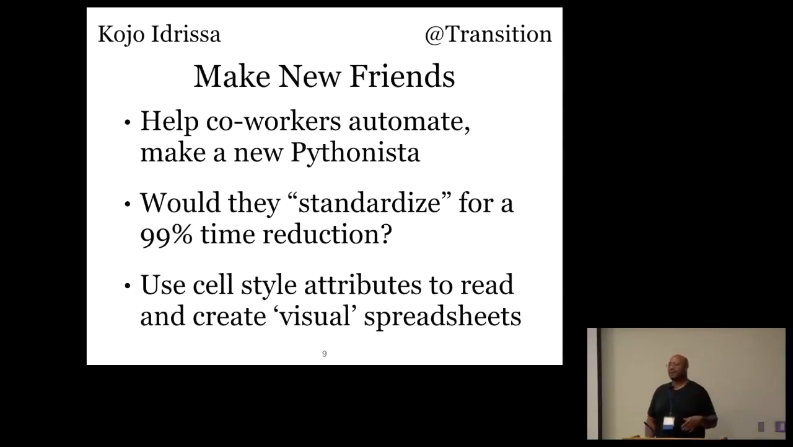And so if you're having to do that kind of thing every week or every day or every month with 100 files like that, or 1,000 files like that, then this code becomes more useful. So if you can show people this sort of thing, you can make new friends, maybe make a new Pythonista. Again, would they be willing to standardize their spreadsheet in a certain way that would work better with code if you get a 99% time reduction? That's literally what I did the math. It was from 240 minutes to 2 minutes. Well, that's a 99% reduction in time. So would someone be willing to change the way they do their spreadsheet a little bit to make that 99% time reduction happen? And again, you can use the style attributes to create the look that's necessary.